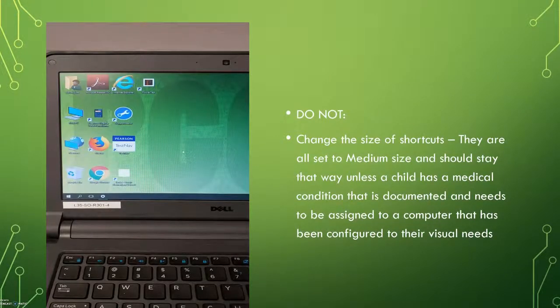The first seems simple, but if you make some of the icons too big, you actually lose some of them. So the first thing that you should not do is change the size of the shortcuts. They're all set to medium size, and they should stay that way unless a child has a medical condition that is documented and needs to be assigned to a computer that has been configured by me to their visual needs. So you should not change the size of your icons on the screen.